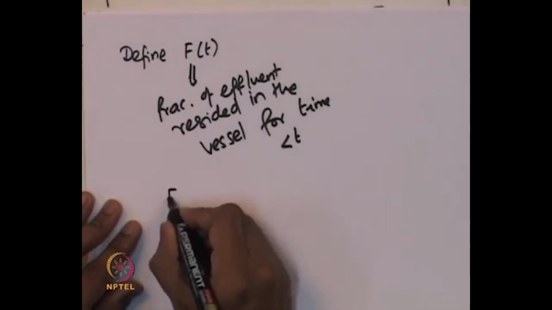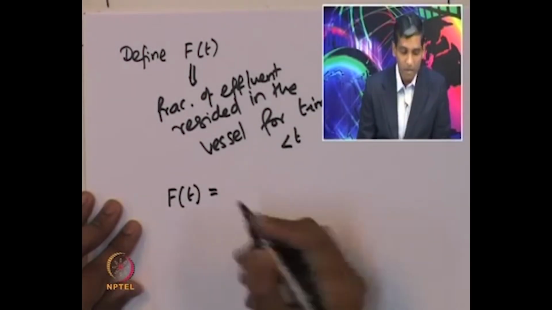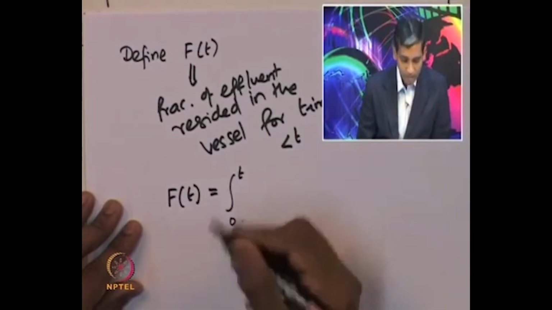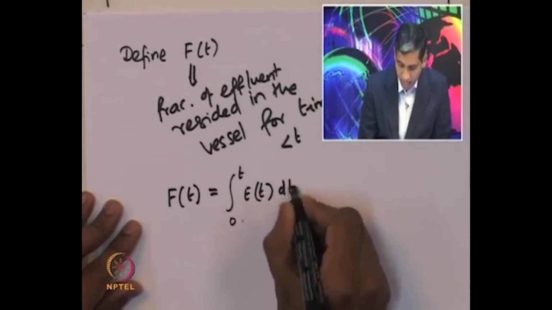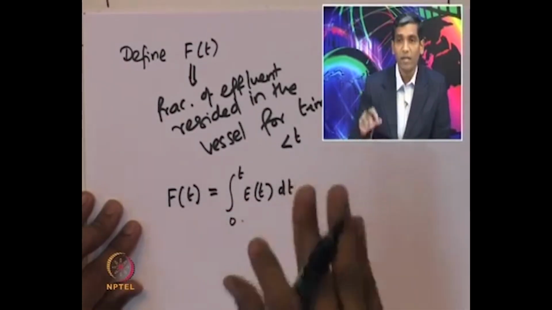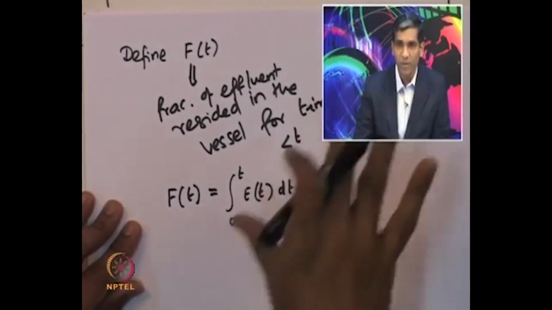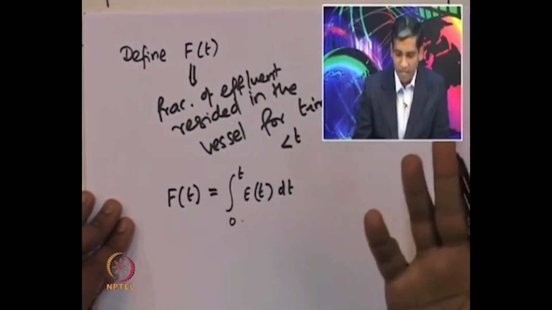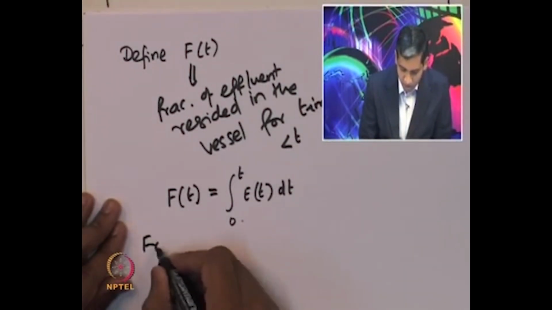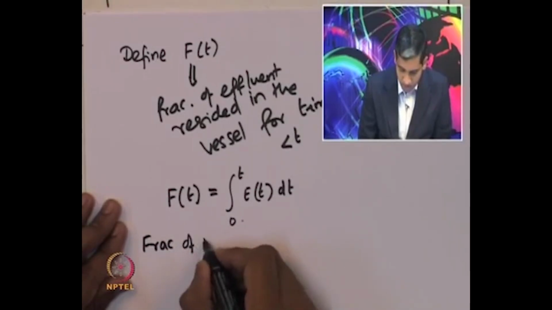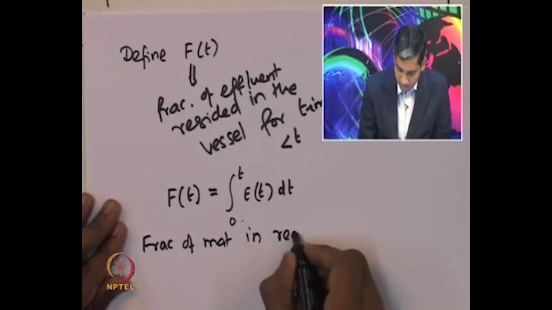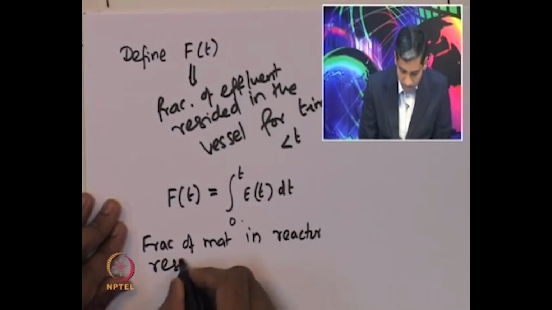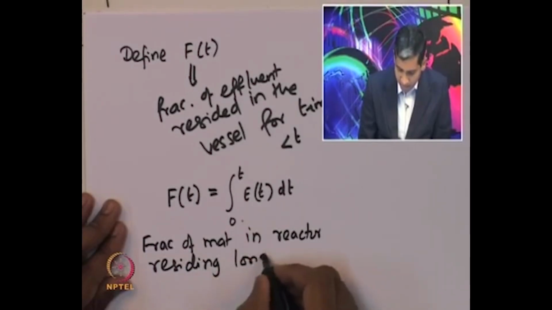Now how is that defined? F(t), as we have seen in the step input case, is defined as the integral from 0 to t of E(t) dt. That is the fraction of the effluent that has resided inside the vessel for a time less than t. Now, one can also define the fraction of material in the reactor residing longer than time t.